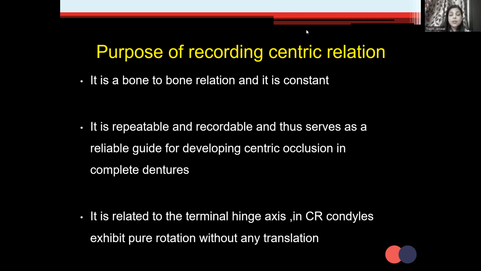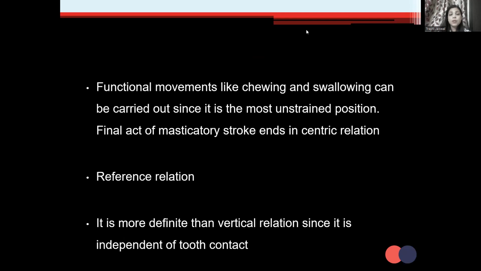It is related to the terminal hinge axis. In centric relation, condyles exhibit purely rotary movement without any translation. Functional movements like chewing and swallowing can be carried out in this position because it is the most unstrained position, and the final act of the masticatory stroke ends in the centric relation position.